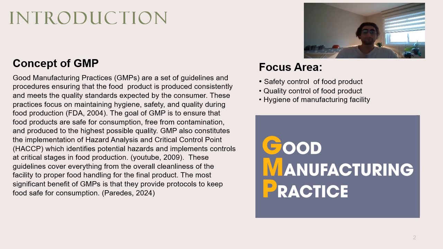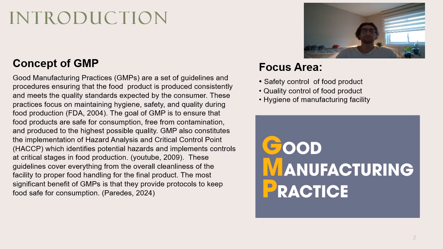Number two, personal hygiene. Employees must maintain good hygiene with proper facilities for hand washing and clean uniforms to prevent contamination. Number three, air quality and ventilation. The facility must have a ventilation system to control odors, regulate temperature, and maintain humidity to improve air quality, preventing health risks.